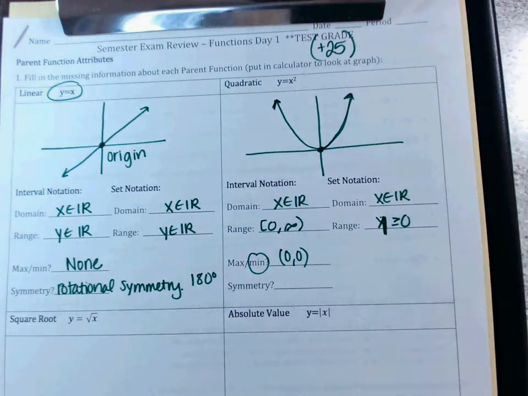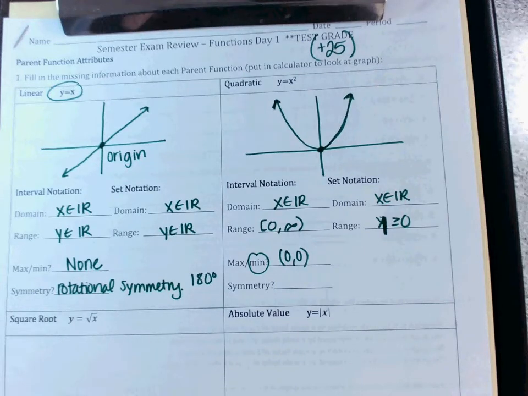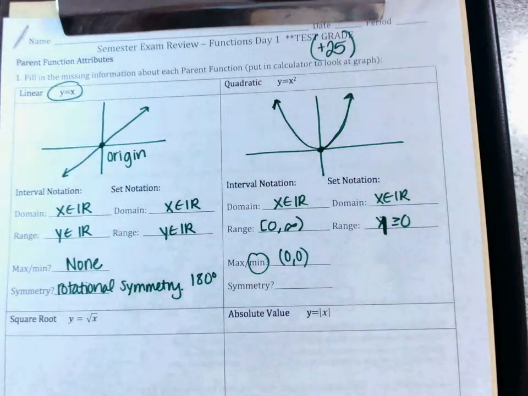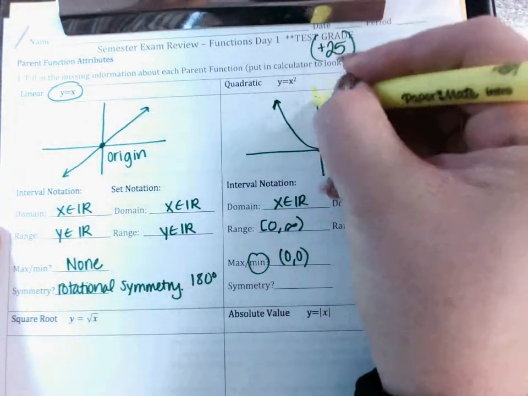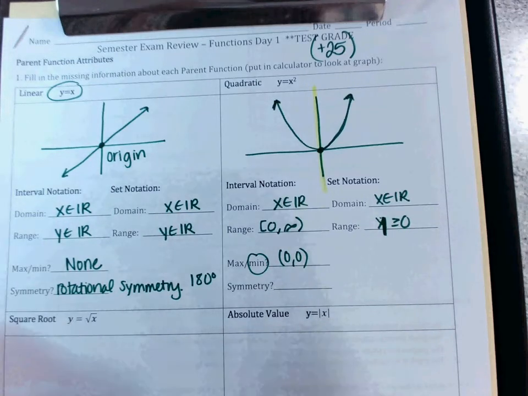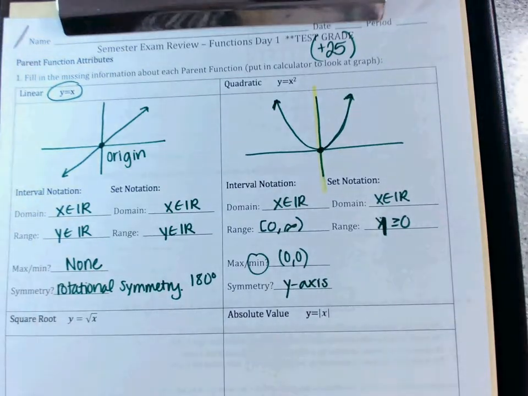Now, do I also have a symmetry? Do I have a line that cuts it perfectly in half? What about this one in the middle, right? The y-axis. Does that cut your U in half? Okay, so you would say the y-axis is a symmetry line. Okay? 2 more left.